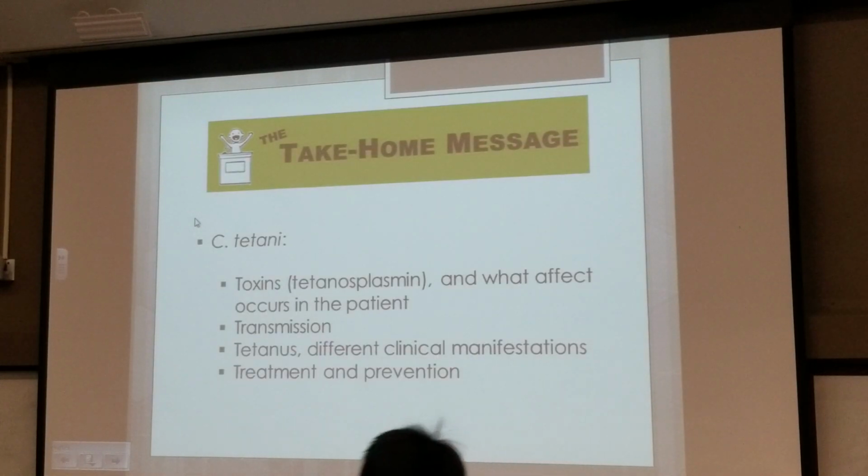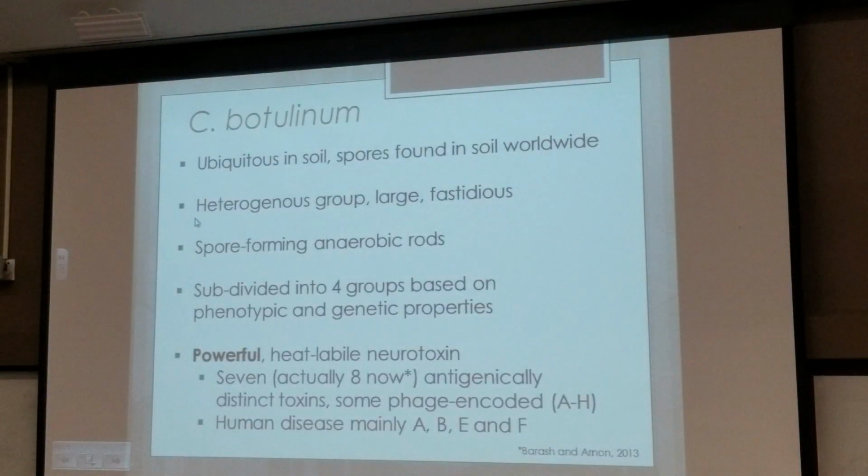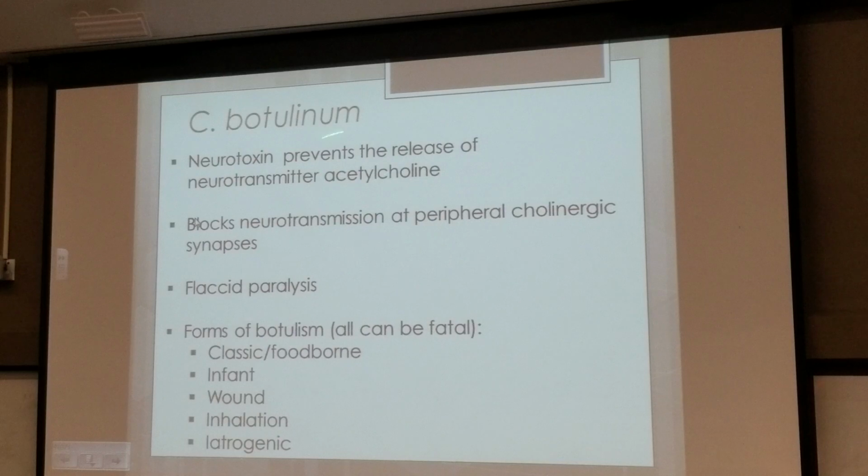So toxins, I want you to know both the toxins and what they do. Obviously be aware of what the other ones are, but know what the most common manifestation of, and how to treat and prevent tetanus. Botulism, again, neurotoxin is the key thing here, spore forming. Difference between tetani's neurotoxin and botulism neurotoxin.